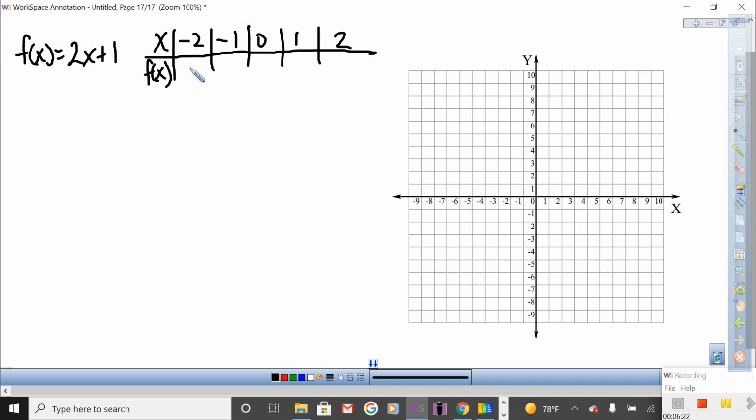So to get the f of x, I substitute these values in here. What is -2 times 2? That's -4 plus 1. That's -3. -1 times 2 is -2 plus 1. That's -1. 0 times 2 is 0 plus 1 is 1. 1 times 2 is 2 plus 1. That's 3. And 2 times 2 is 4 plus 1 is 5. So if I graph that: -2, -3; -1, -1; 0, 1; 1, 3; and 2, 5.